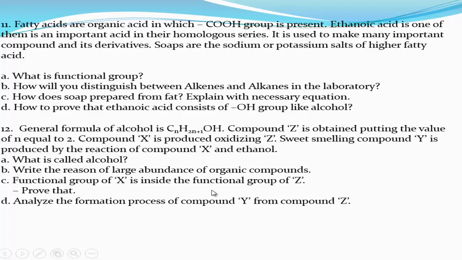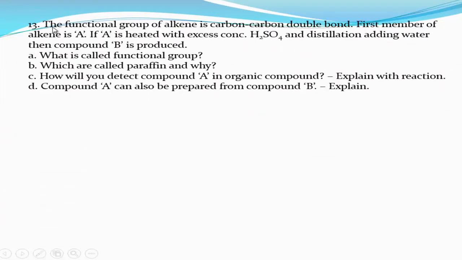Okay, no problem. What is called alcohol? Write the reason for the large abundance of organic compounds. You know the functional group of X and the functional group of Z. I have discussed this here. Analyze the formation process of Y from the compounds, and this is not necessary. So finally, follow here. The functional group of alkene is the carbon-carbon double bond. The first member of alkene is A. How will you detect compound A? Compound A can be converted to compound B.